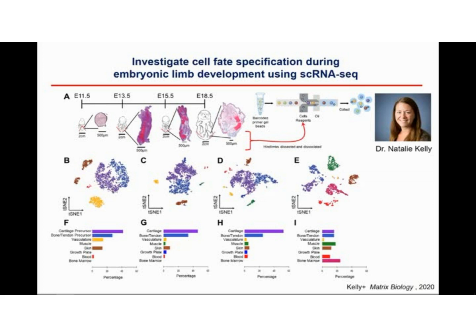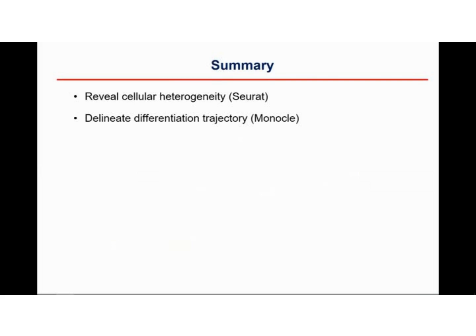And with WGCNA, she can also identify the hub genes that drive a specific lineage specification. So in a quick summary, we use Seurat to reveal cellular heterogeneity, and using Monocle, we can delineate differentiation trajectory.